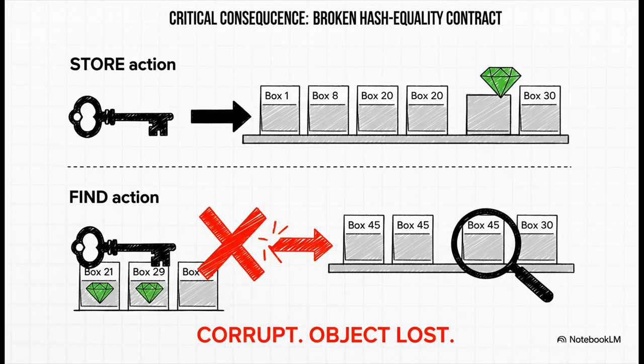So why is this a huge deal? Well, imagine you break this rule. You put an object into your hash table, and the hash function says, okay, that goes in box 20. Then you come back later to find that exact same object, but this time, for some reason, the hash function says, oh, that should be in box 45. Your object is still in there, somewhere, in box 20, but you'll never find it again. It's lost forever. Your hash table is basically corrupt.